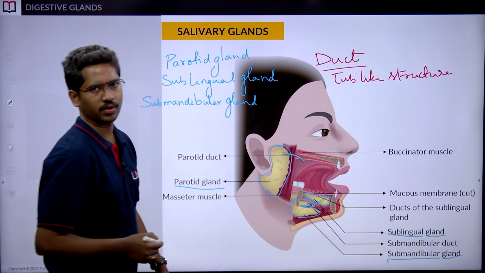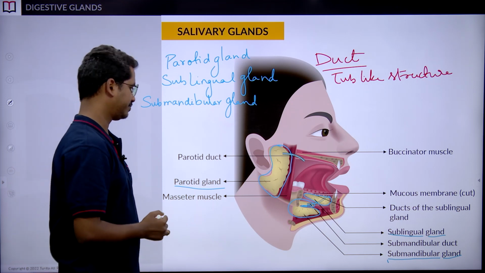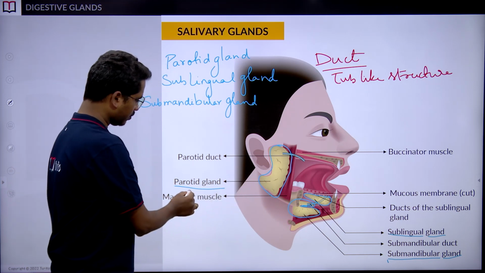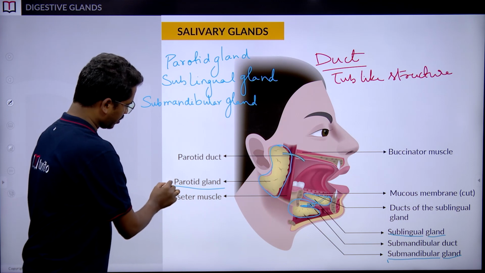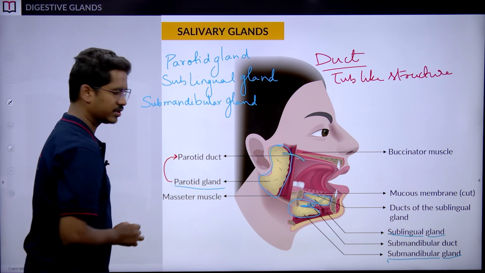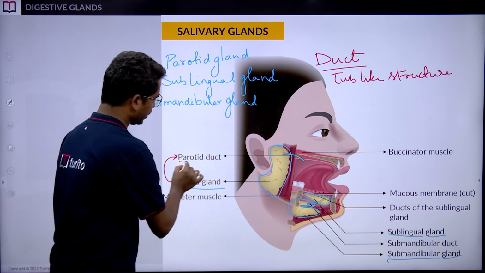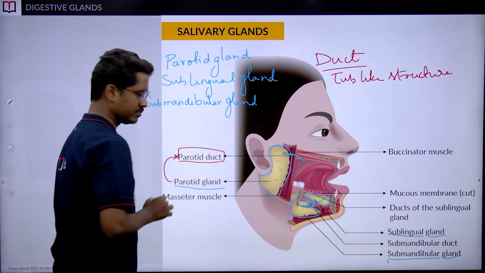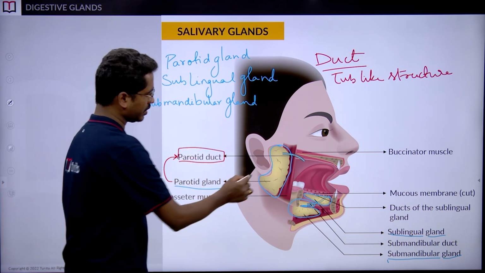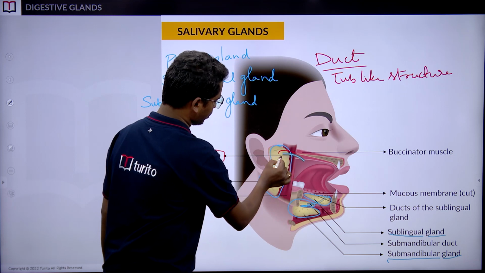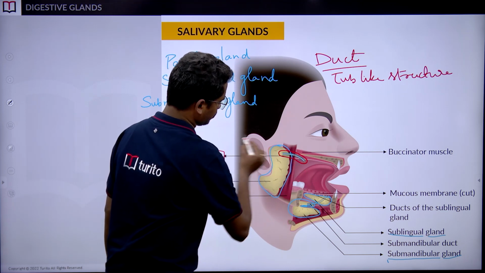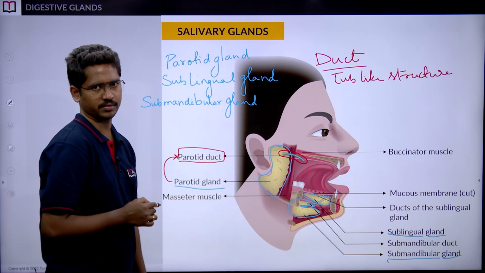Okay. Now, that is what we are seeing here. Firstly, we saw the parotid gland. The parotid gland releases its secretions using the parotid duct. It is located here, so I am encircling that parotid duct for you. Okay, that is the parotid duct.